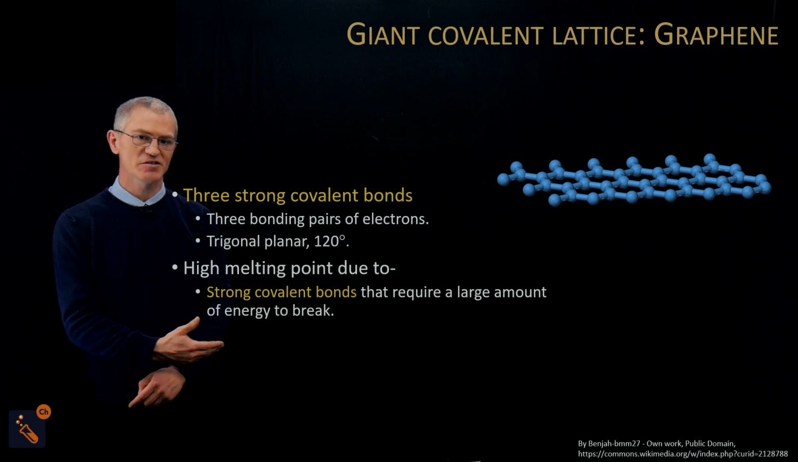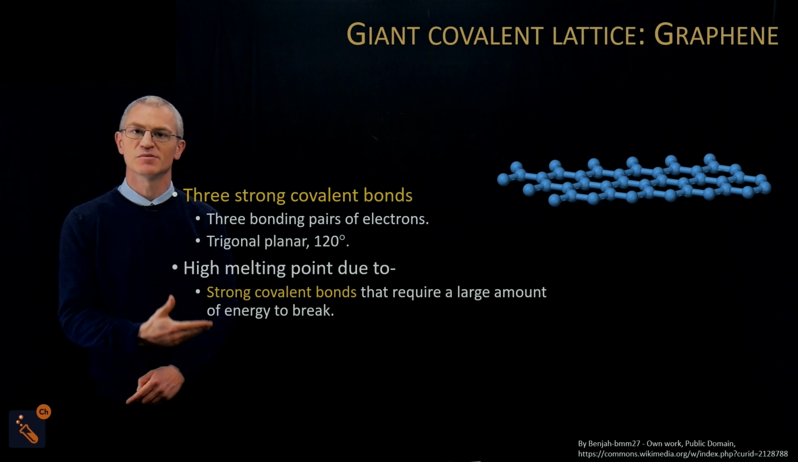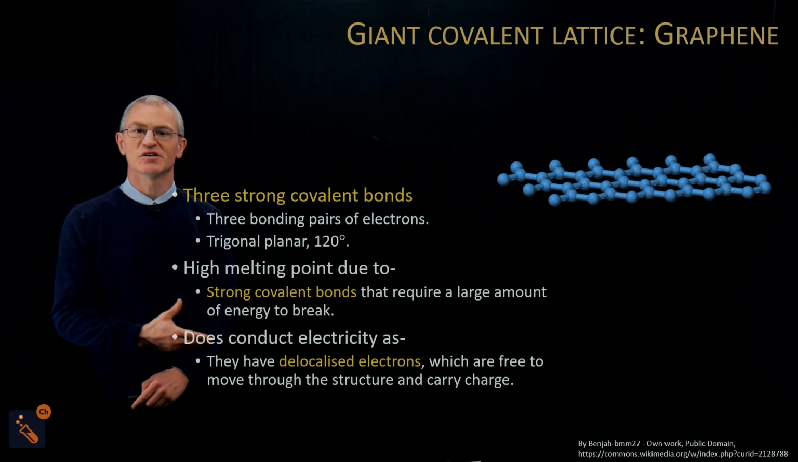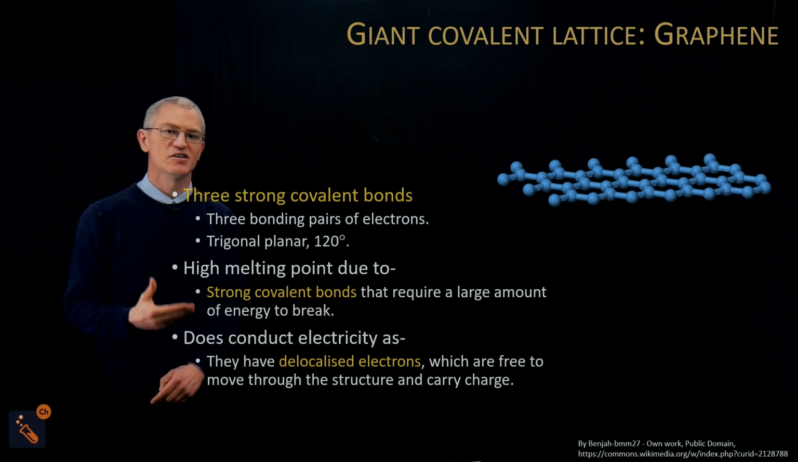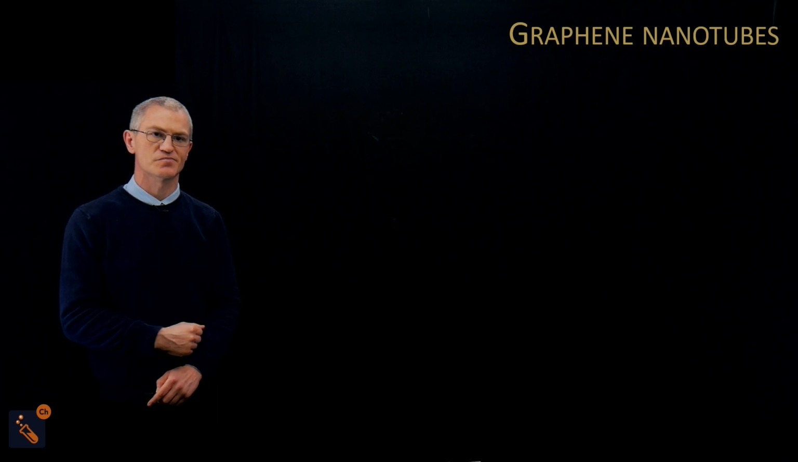It has the same high melting point, strong covalent bonds that take a large amount of energy to break. And it still conducts electricity because it has delocalized electrons which are free to move through the structure and carry charge. But it has other uses other than graphite. So let's look at a couple of those.